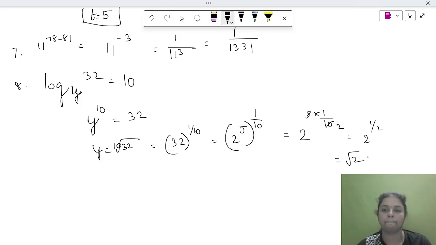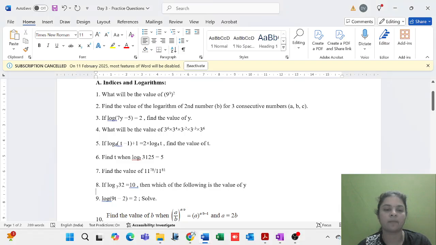Clear? Next question. Log x minus 2 is equal to 2. Solve.